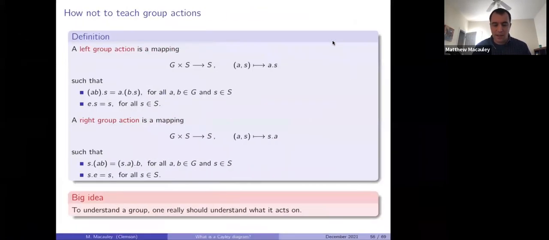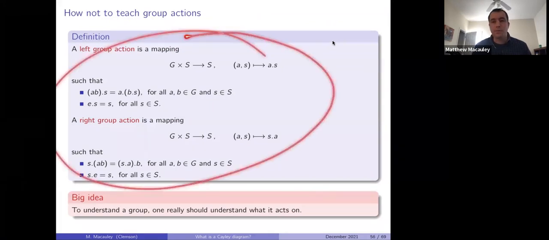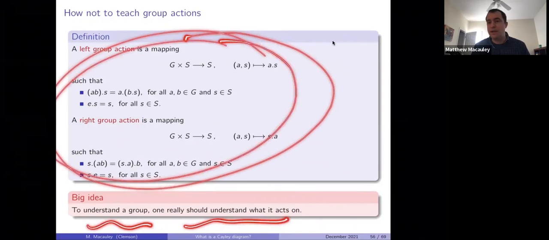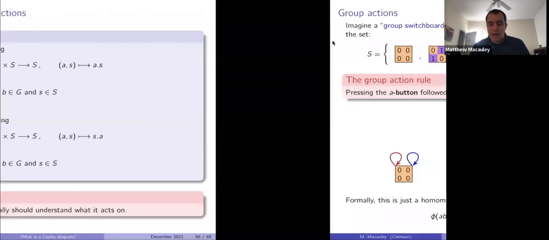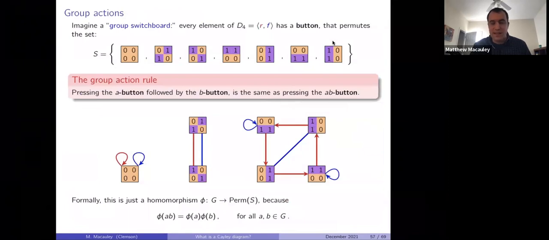Okay, so I'm just about done. Group actions, I'm going to flash the last couple slides. This is not how you should teach group actions, purely algebraically. It's said that to understand a group, you really should understand its actions. How do you motivate that with a definition of group and then this crazy definition of action? I understand this definition of action, you probably might do too, but how I describe group actions, and this is the last concept I'll introduce, is a group switchboard.